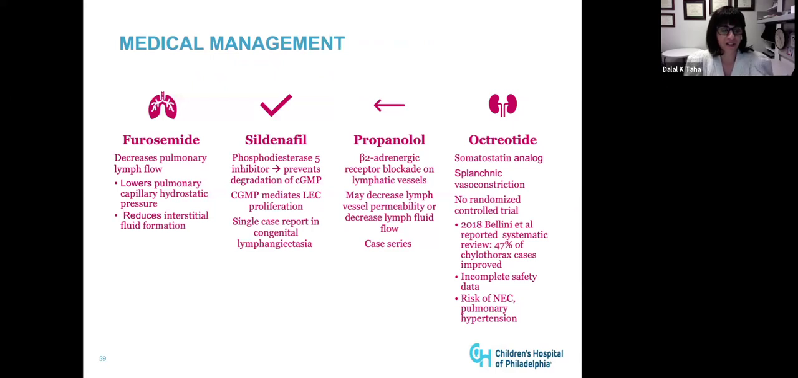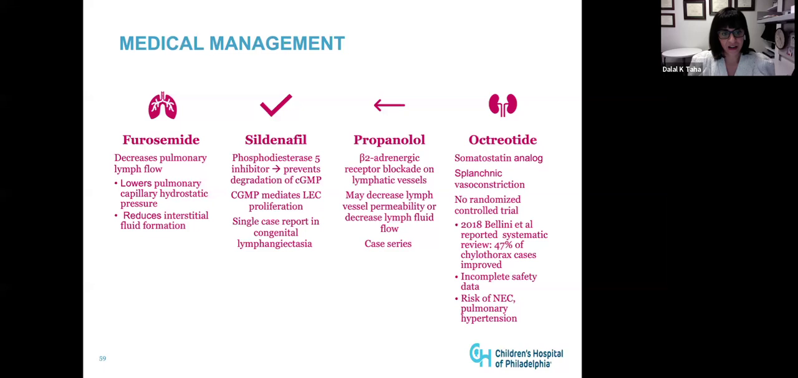So we talked about interventions, but there's a lot to be said for medical management. There's a lot we are still learning, but we know that furosemide decreases pulmonary lymph flow. I think most patients who have chylothoraces or pulmonary lymphangiectasia can benefit from furosemide. It lowers the pulmonary capillary hydrostatic pressure and reduces interstitial fluid formation, so it therefore decreases lymph fluid burden.